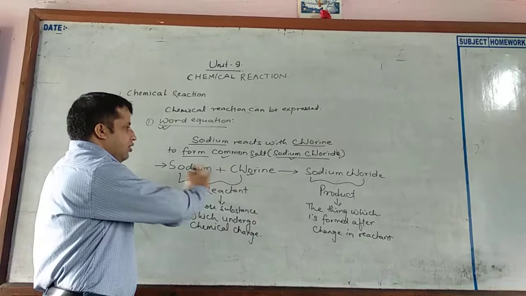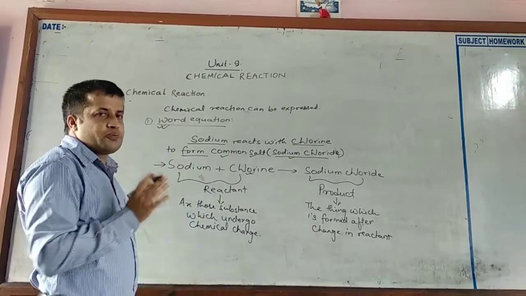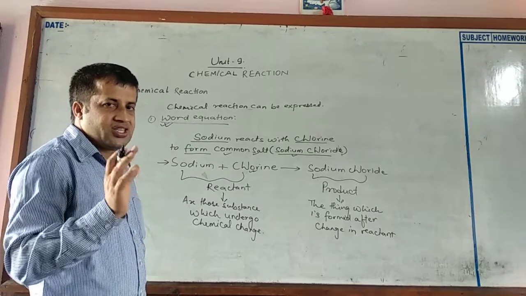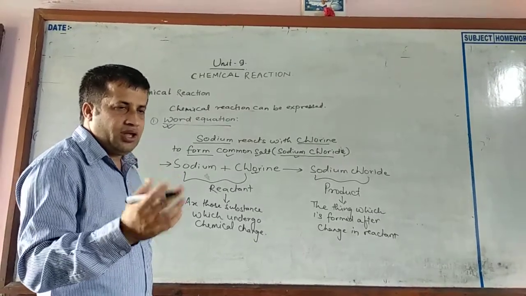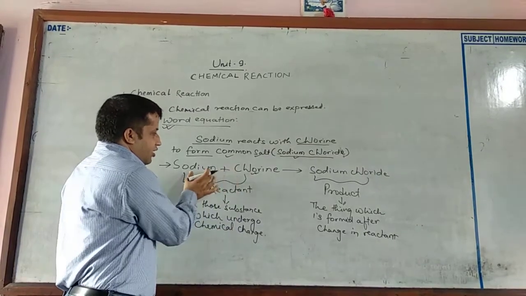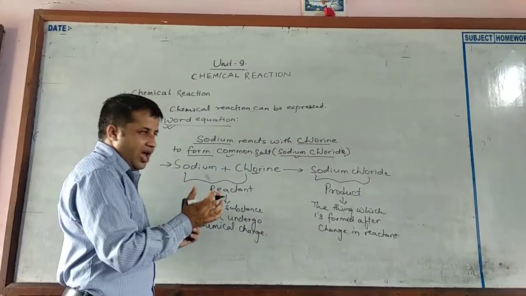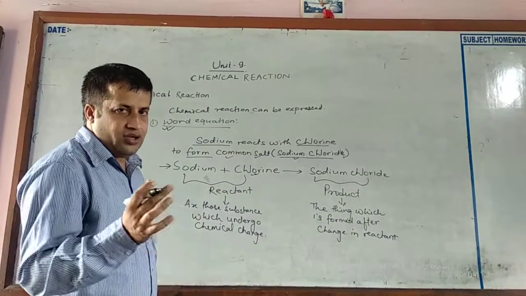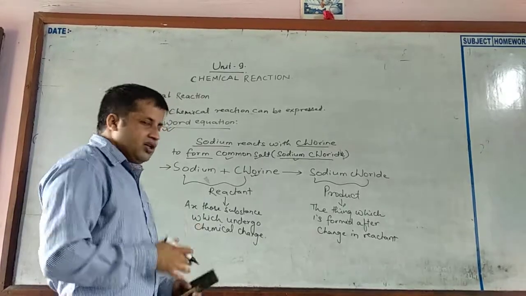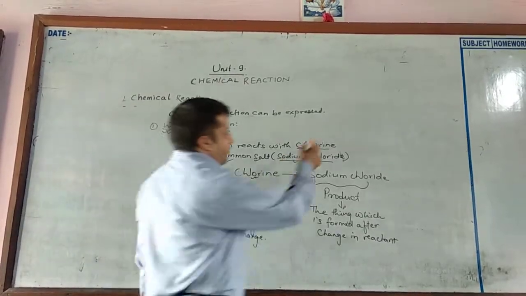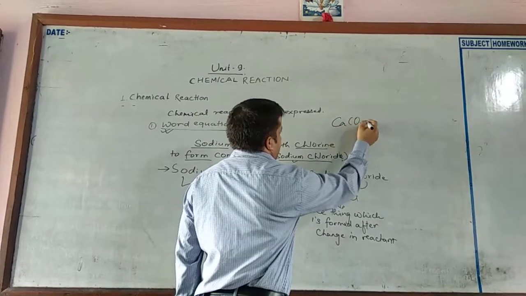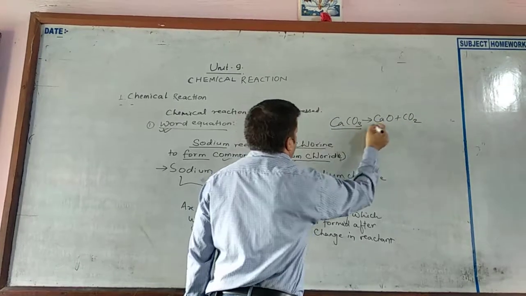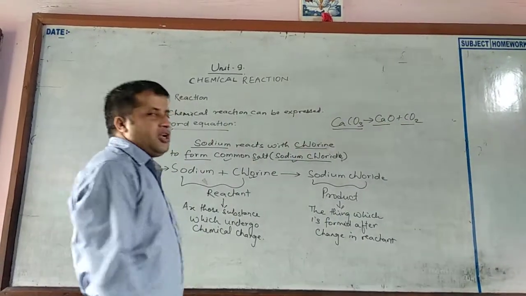So here is one way of expressing a chemical reaction, the process by which chemical change is expressed. It may be addition, like here two substances are added to produce one single product. That is one method that you have studied in class 8 also. And the other method, like you may have studied, calcium carbonate is converted into CaO plus CO2.